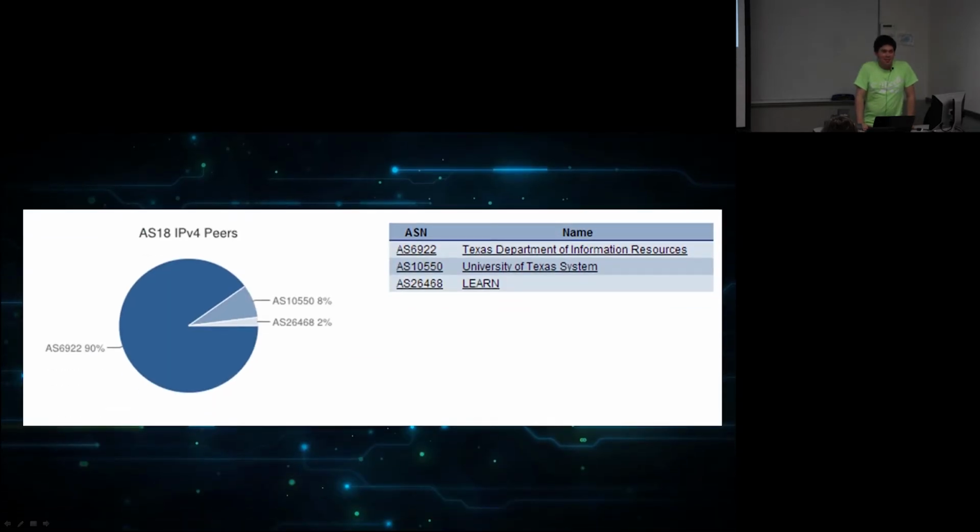So let's do a little case study. Let's actually take UT, for instance, since UT is sort of a small ISP, like Joe Bob. So UT, their registration number is 18. They actually peer with 3 other different peers: Texas Department of Information Resources, University of Texas Systems, and Learn. And you see the majority of the traffic goes through this weird Texas Department of Information Resources.